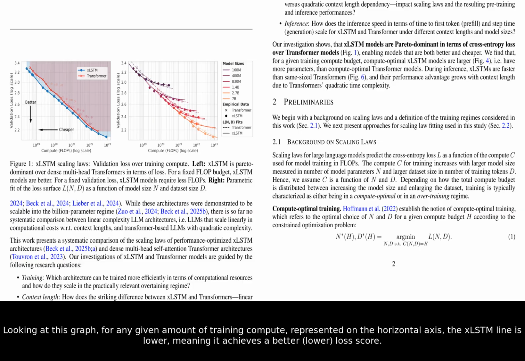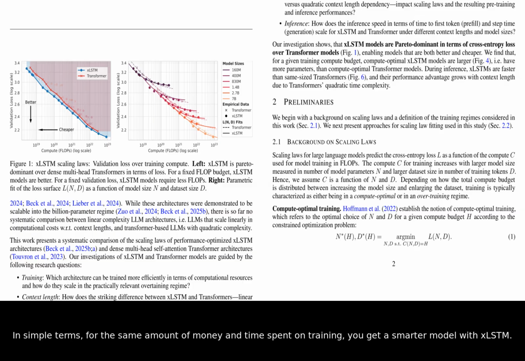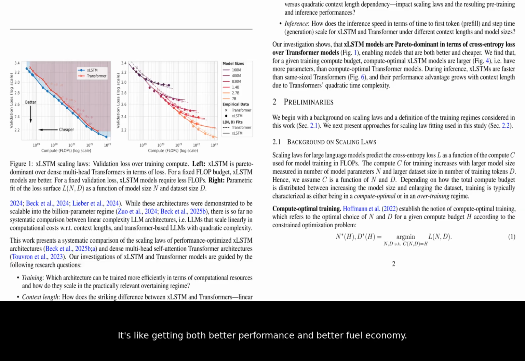The first major finding is that xLSTM is Pareto-dominant over the transformer. Looking at this graph, for any given amount of training compute, represented on the horizontal axis, the xLSTM line is lower, meaning it achieves a better, lower, loss score. In simple terms, for the same amount of money and time spent on training, you get a smarter model with xLSTM. Alternatively, to reach a target level of performance, xLSTM requires less computational effort. It's like getting both better performance and better fuel economy.